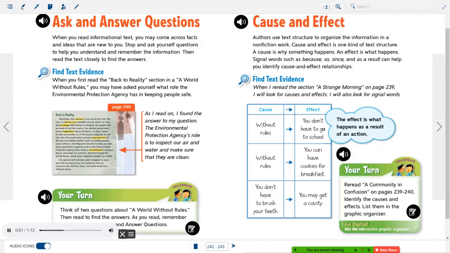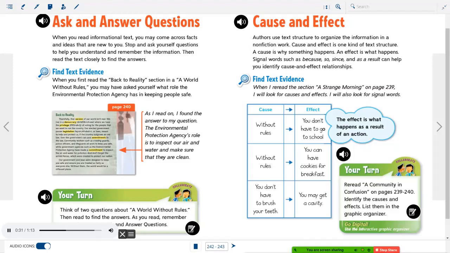Cause and effect. Authors use text structure to organize the information in a nonfiction work. Cause and effect is one kind of text structure. A cause is why something happens. An effect is what happens. Signal words such as because, so, since, and as a result can help you identify cause and effect relationships.